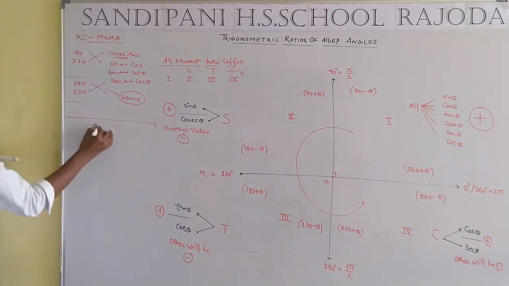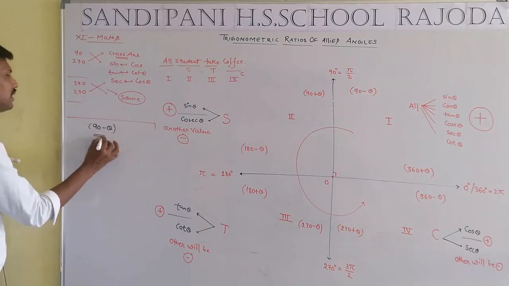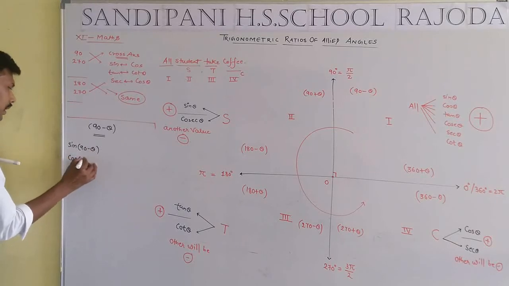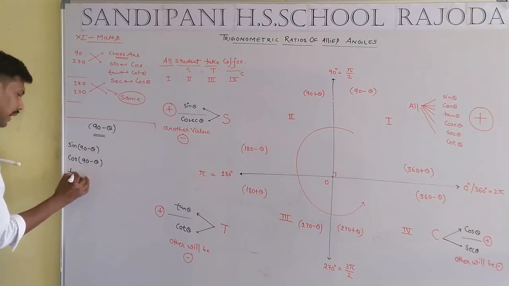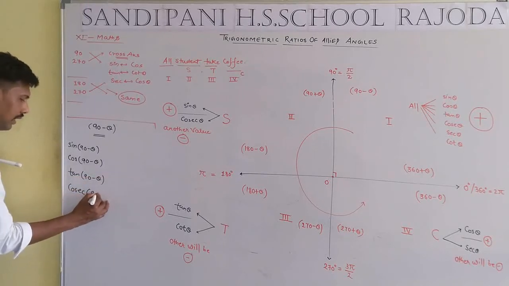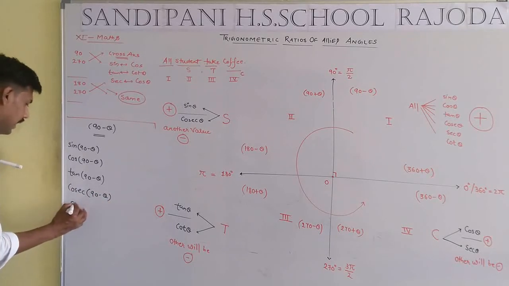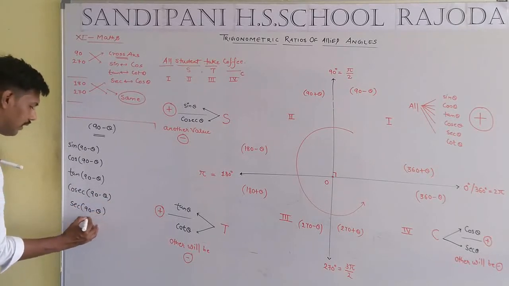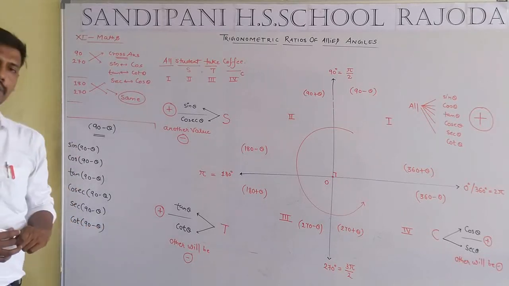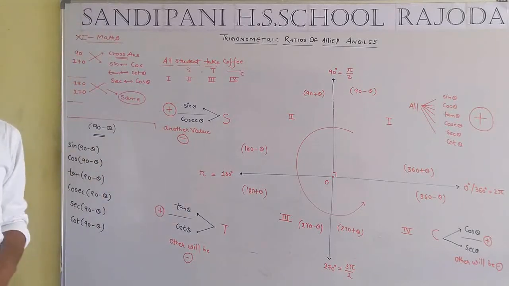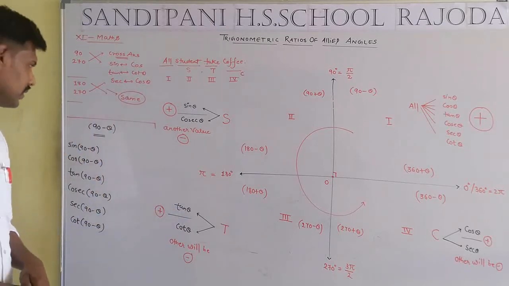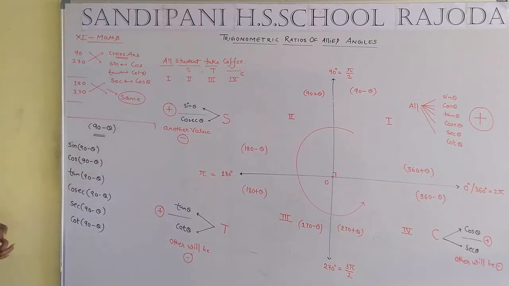Now I introduce 90 minus theta. Students, sin 90 minus theta, cos 90 minus theta, tan 90 minus theta, cosec 90 minus theta, sec 90 minus theta, cot 90 minus theta. Now 90 minus theta, then after that 90 plus theta, then 180 minus theta, then 180 plus theta, 270 minus theta, 270 plus theta, 360 minus theta and 360 plus theta. Firstly I am taking 90 minus theta.